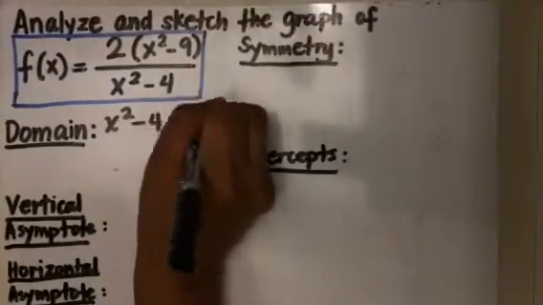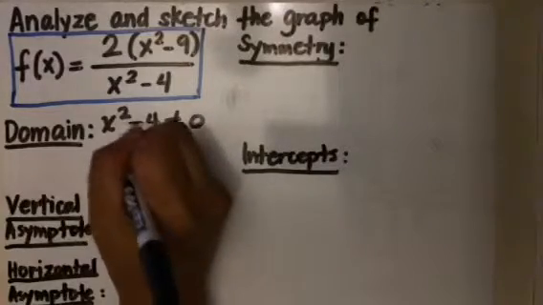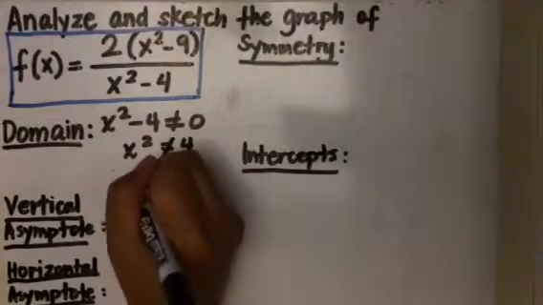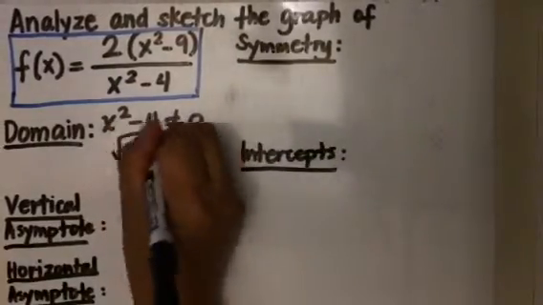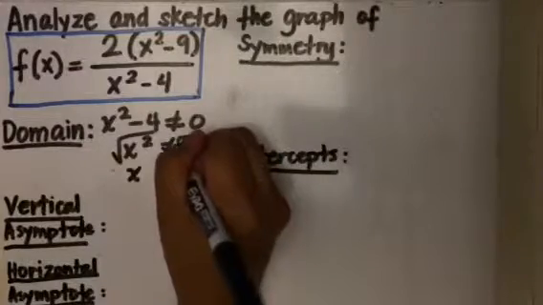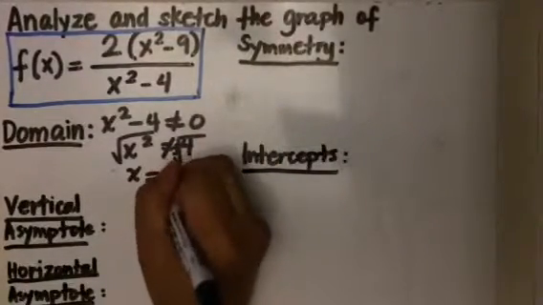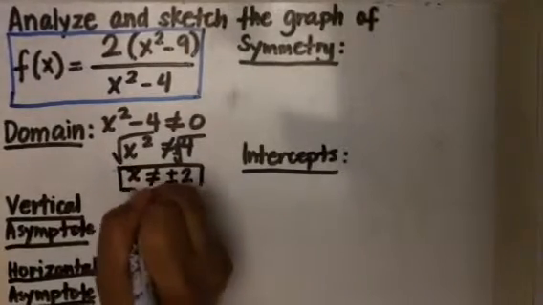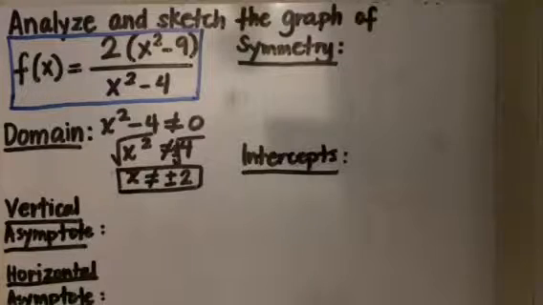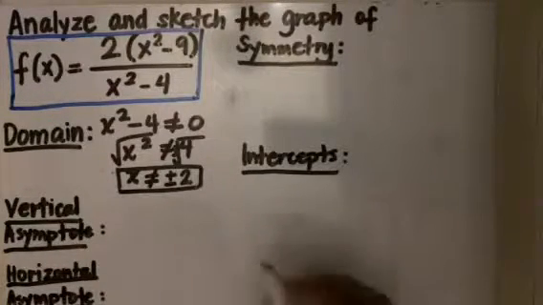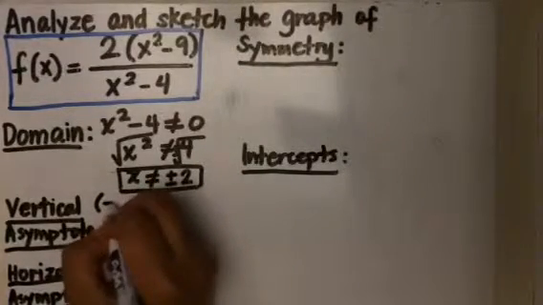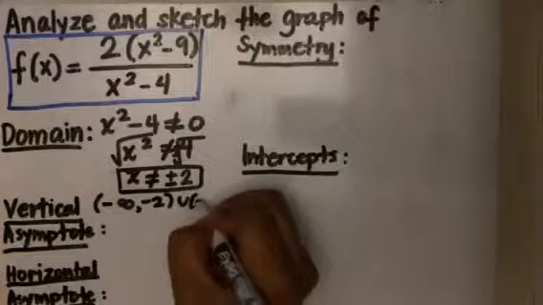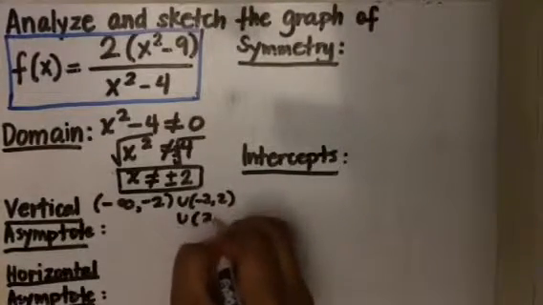x squared minus 4 cannot equal 0. So solving for x, we will end up with x squared not equal to 4, taking the square root of both sides. Remember that we're taking the square root to affix the plus and minus, so we'll have x cannot equal positive or negative 2. And we write the domain usually with interval notation, which will help us later. In interval notation, the domain would be negative infinity to negative 2, union negative 2 to 2, union 2 to infinity.